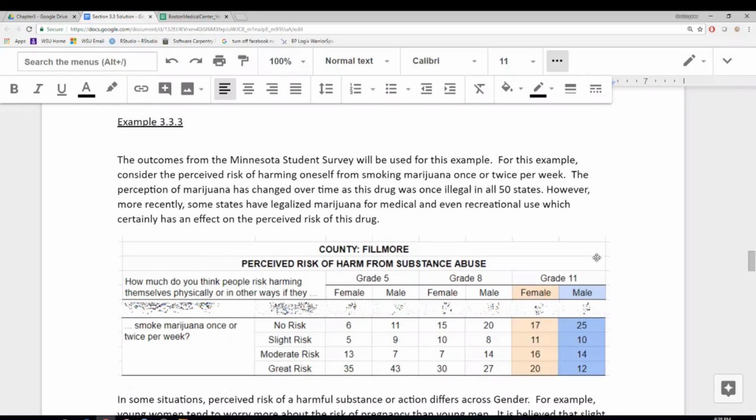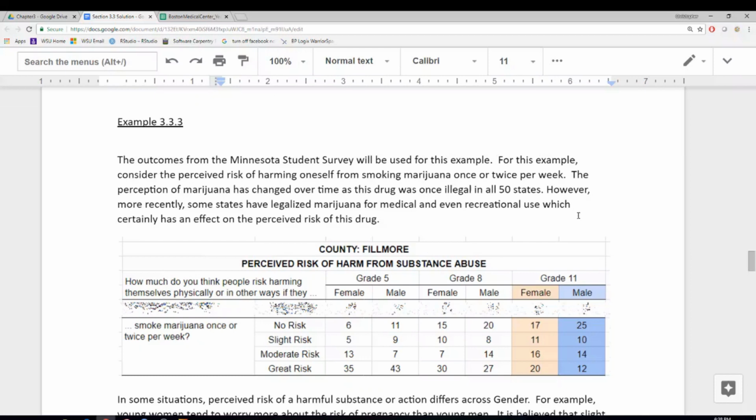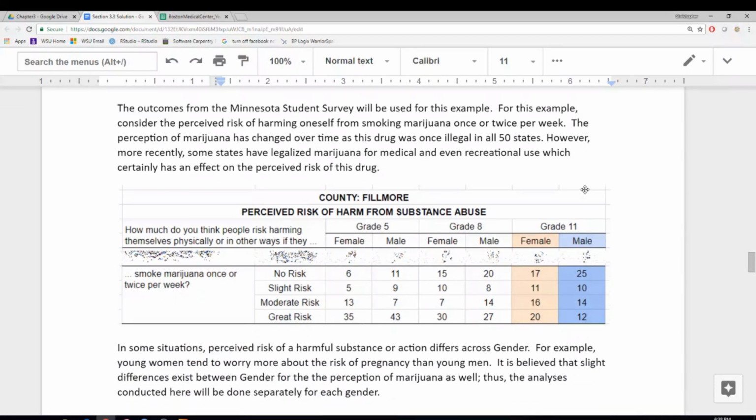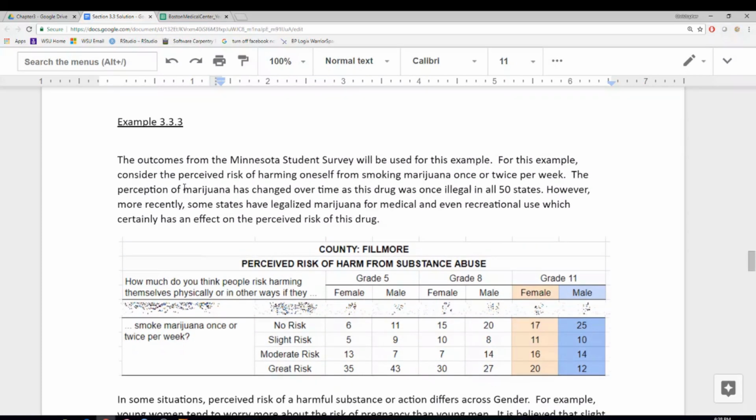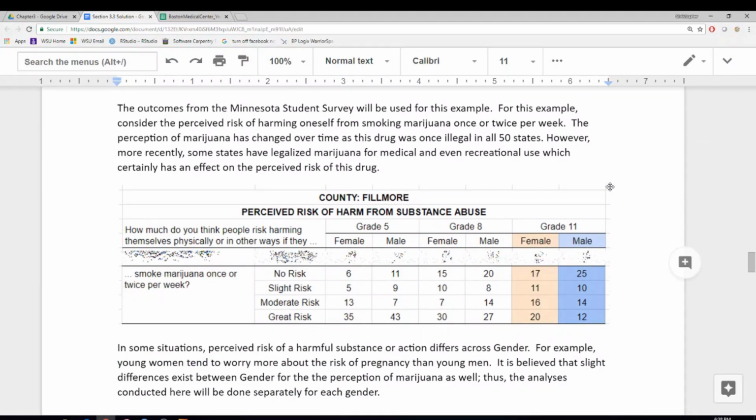All right, let's talk about example 3.3.3 for next. This is going to go back to the Minnesota Student Survey. In this particular example, we're going to be looking at the perceived risk of harming oneself from smoking marijuana once or twice per week. We're going to again consider this for the children from Fillmore County.